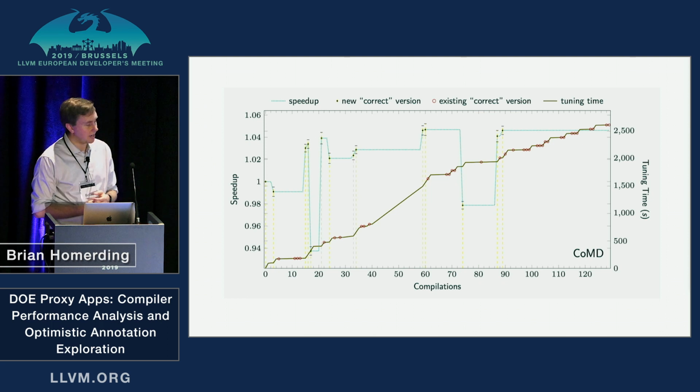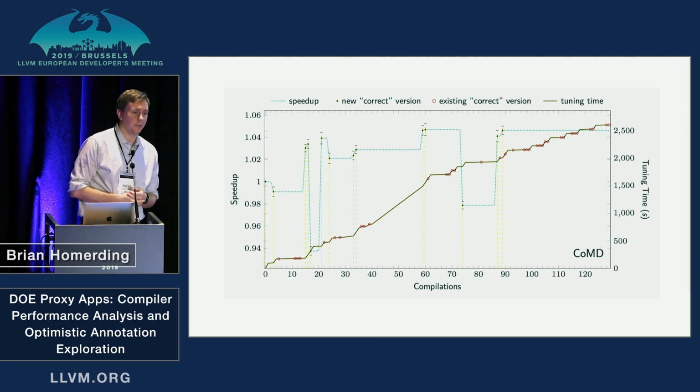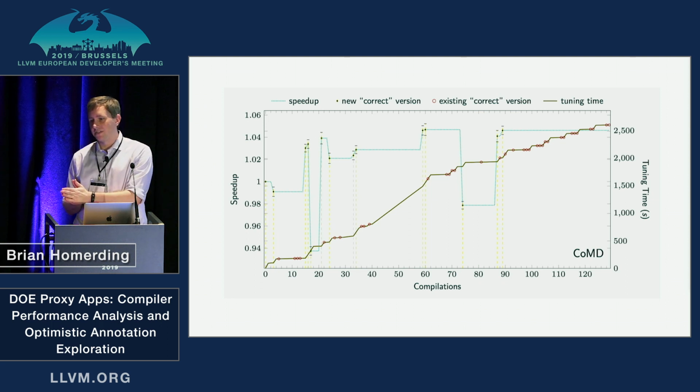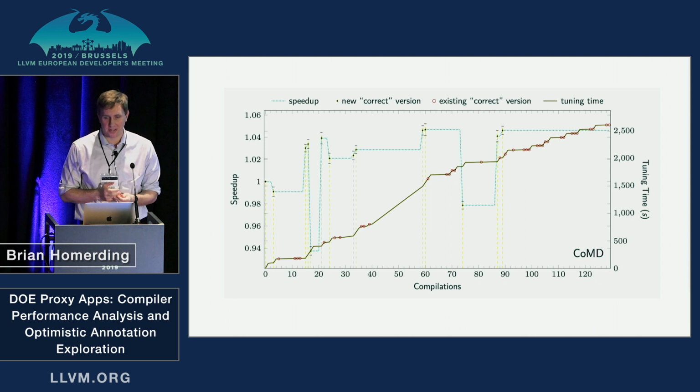This is on molecular dynamics code. Here is the first time we see a slowdown from adding information in. So this led to some future work we're trying to work on. We'd like to be able to suggest places where we can annotate the code to see a performance gain after you prove that it's correct.